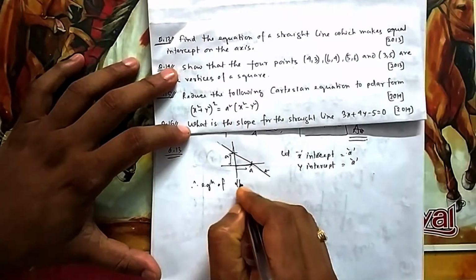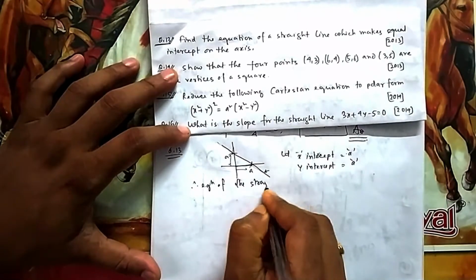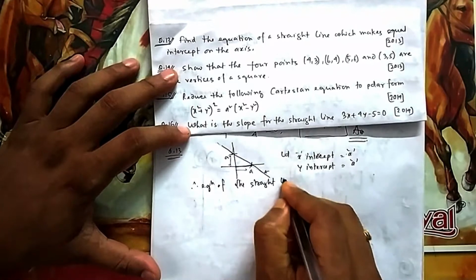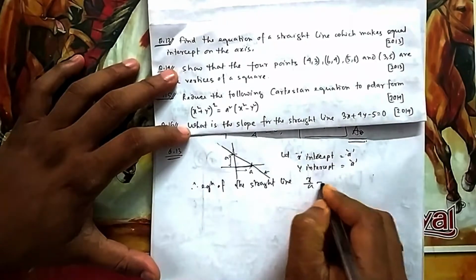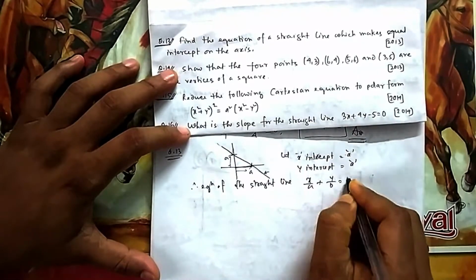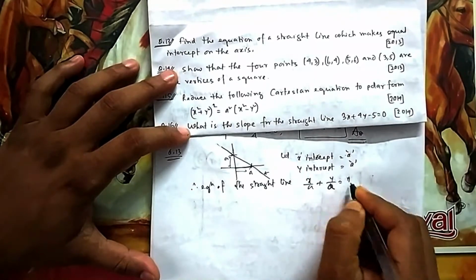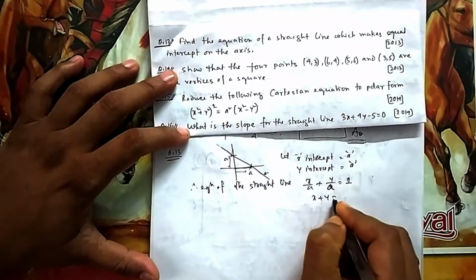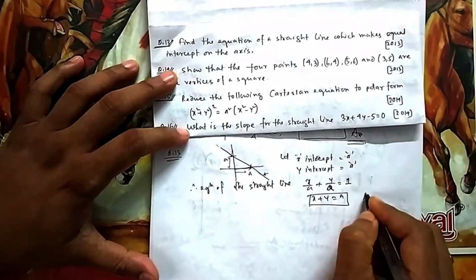So the equation of the straight line will be, what is the format? If the intercepts are given, then it is x by x intercept plus y by y intercept equal to 1. Because both are A, if you take the LCM, x plus y equal to A. So that is your answer.